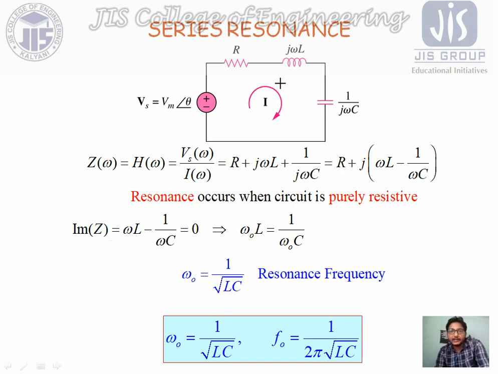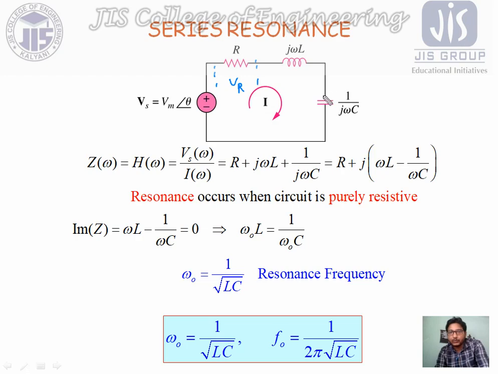Now for this circuit, suppose practically we are making this type of circuit, and we are taking the voltage across this resistance. So suppose VR is the voltage across this resistor. Similarly, VL is the voltage across this inductor, and VC is the voltage across this capacitor.